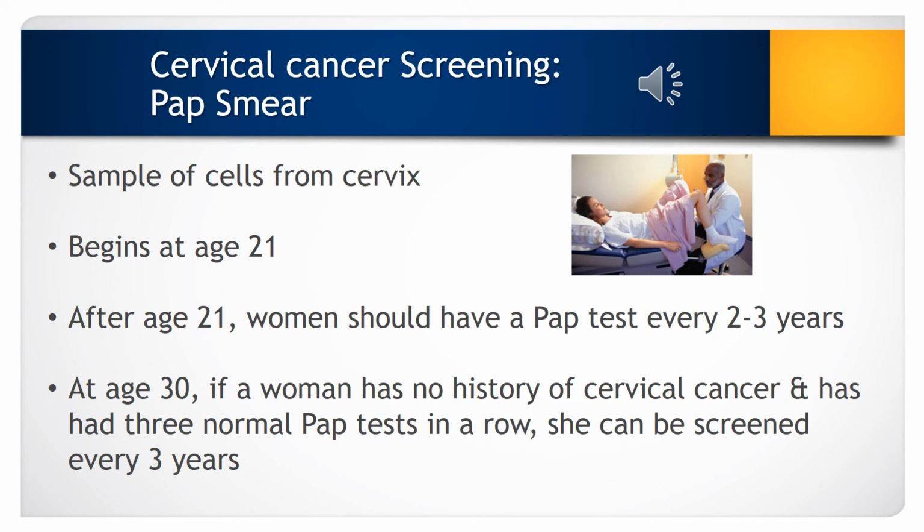After age 21, she should have a Pap done every 2 to 3 years if the Paps are normal. If a woman has a trending history of normal Pap smears, meaning there's no abnormalities on the cervix, by age 30, she can move her screening to every 3 years. Again, if she is sexually active, she should still continue to be screened for sexually transmitted infections.